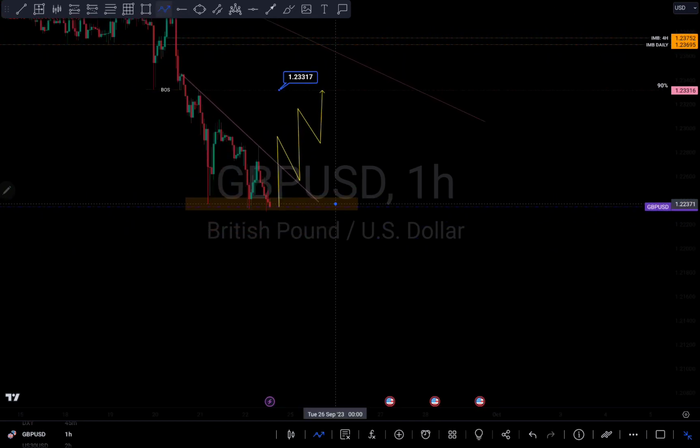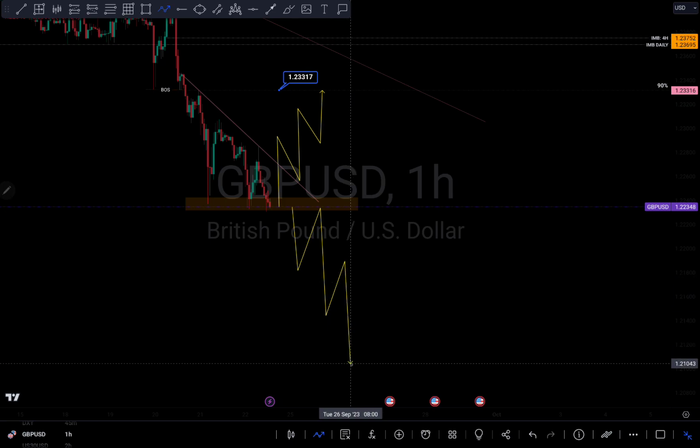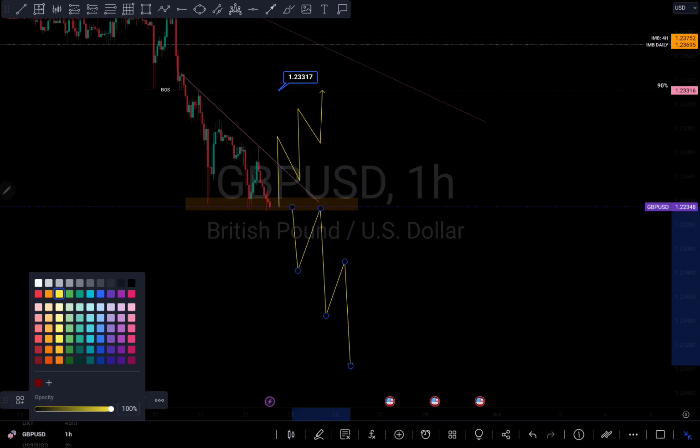Let me just do a zone right here just to see if it's pushing to the downside. Let's change the color.